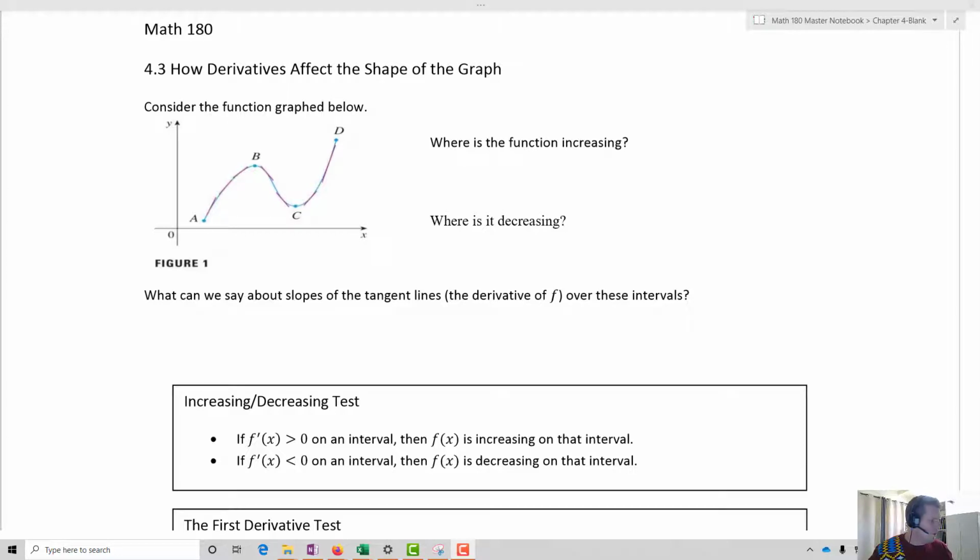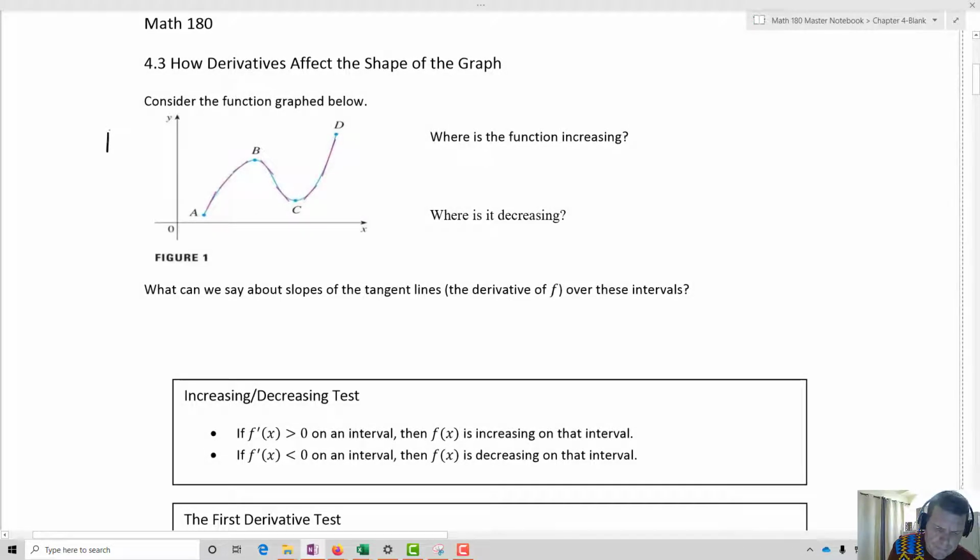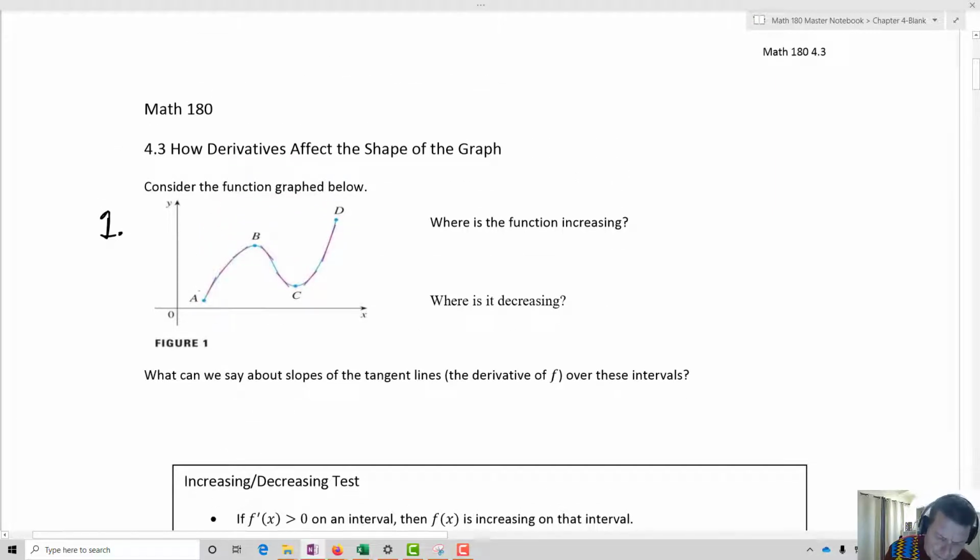Okay, so now let's take a look at how a derivative will actually affect the shape of a graph. And then we'll focus on something more specific, basically increasing and decreasing. If we look here, let's say I have a graph like this one in number 1. What I see is that as I go from A to B, the function itself is increasing.